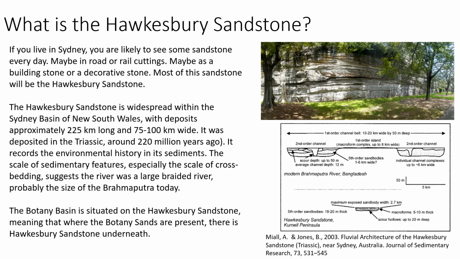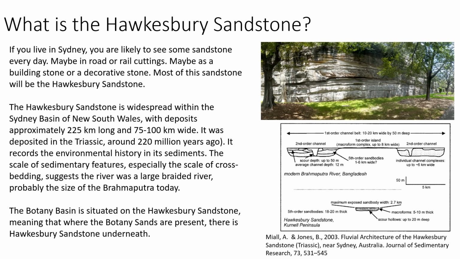The Hawkesbury Sandstone is widespread within the Sydney Basin of New South Wales. The deposits are approximately 225 kilometres long in the longest direction, which is towards the northeast, and around 75 to 100 kilometres wide. The Hawkesbury Sandstone was deposited in the Triassic period of geological time. The Triassic is between 200 and 250 million years ago, and the Hawkesbury Sandstone was deposited around 220 million years ago.